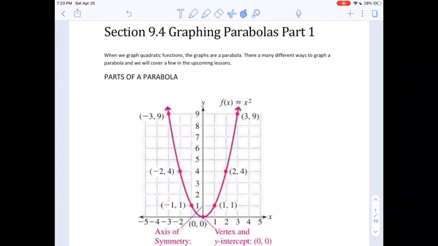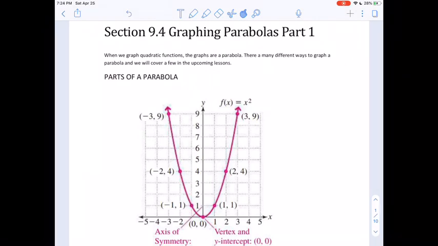Okay, section 9.4 is graphing parabolas. We kind of did graphing parabolas a little bit when we were solving equations by factoring, but this is the first thing we're going to learn to graph in our conics section. So this is a type of conic. And when we graph quadratic functions, so things that have something squared, the graphs are called parabolas.